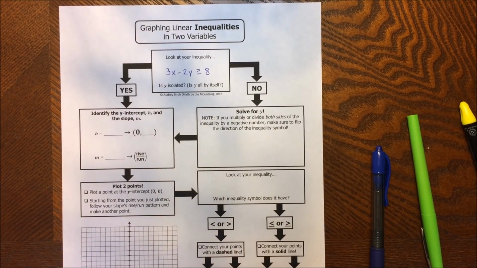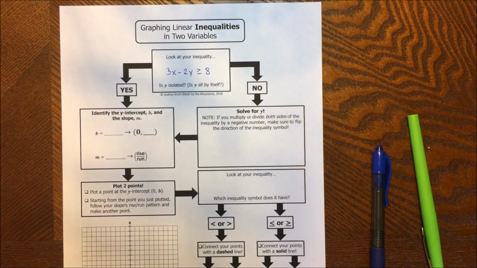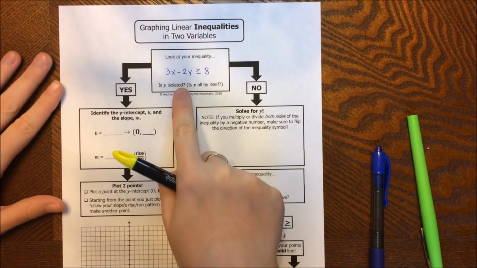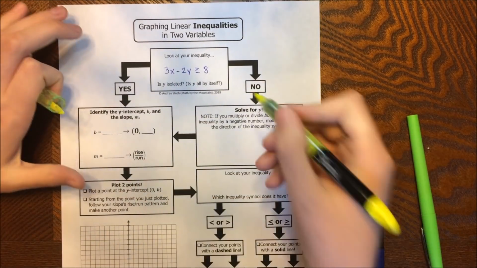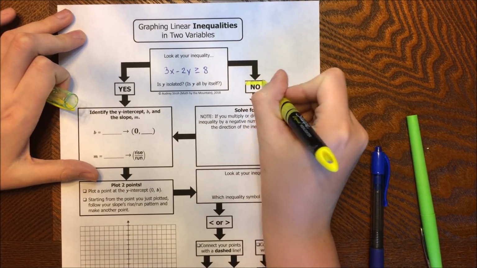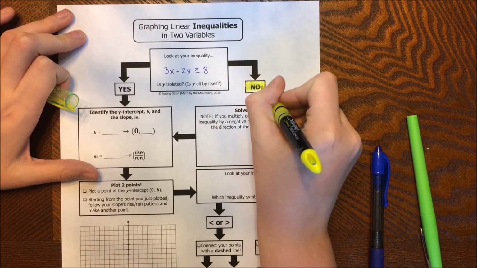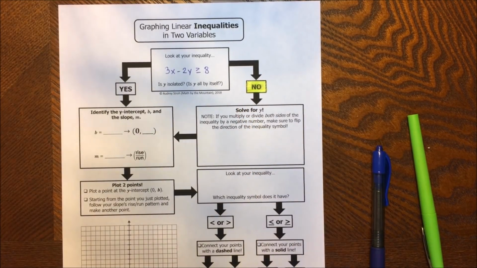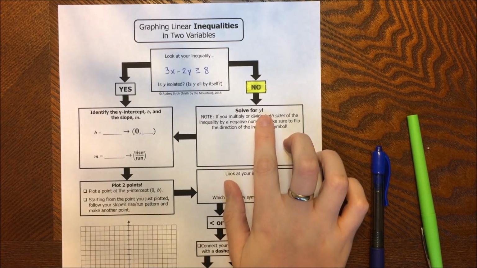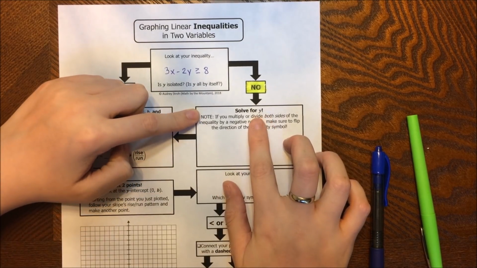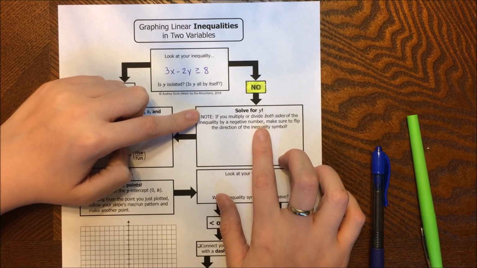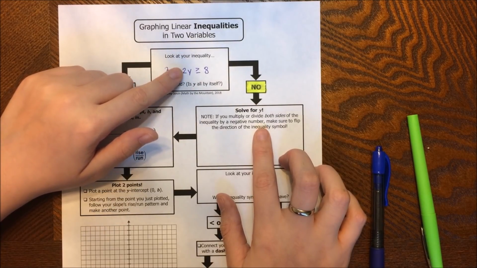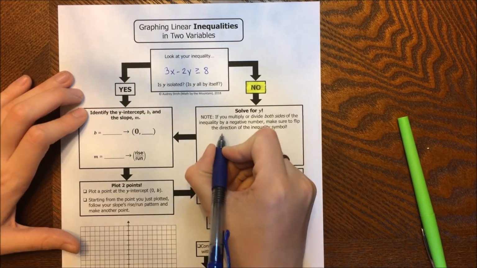Looking at the flowchart, the very first thing that it asks is, look at the inequality, is y isolated, meaning is y all by itself? And the answer to that is no. So we're going to go down the no path. Over here it says solve for y. Then as a note, if you multiply or divide both sides of the inequality by a negative number, make sure to flip the direction of the inequality symbol. So the example that I picked, we're going to have to particularly remember to do that.